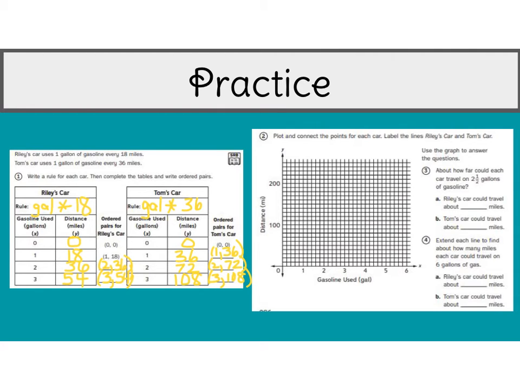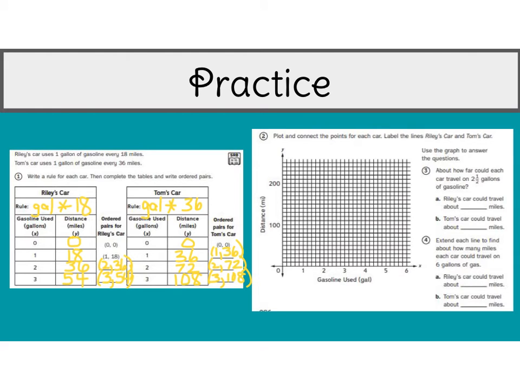Okay, so let's take a look at this first part. I didn't have a lot of space to fill in the rule here, but normally I would write more than what I could get in here. So for the rule, that would be gallons times 18 is going to equal the distance, and I couldn't fit all of that in there, but for Riley's car, that's what we would do. And for Tom's car, we would do gallons times 36 would each equal the distance.